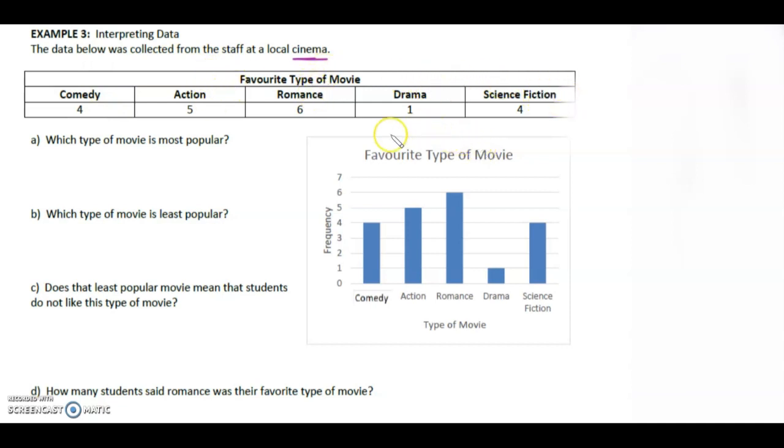So sci-fi. Okay, so these numbers were taken and put into this bar chart. The bar graph: comedy, action, romance, drama, science fiction. Okay, so A asks, which type of movie is the most popular? Well, we can take a look at this bar graph and our eyes are going to be drawn to romance here because it is the highest bar. Okay, so romance.